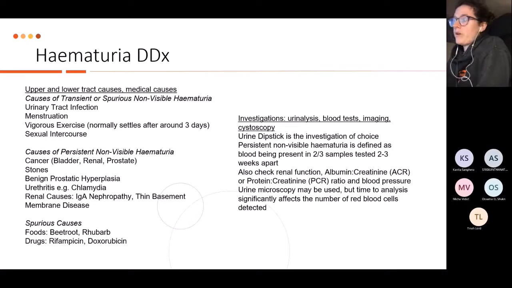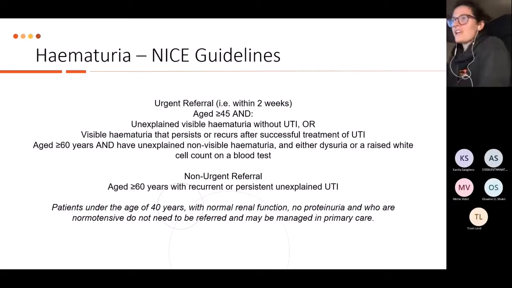So dipstick helps you figure out whether it's actually blood or not, whether you can or can't see it. Persistent non-visible haematuria is technically defined as having multiple tests over a period of time and them having blood in it. If you're worried about renal issues, you might also do some more specific renal tests, and microscopy can also be of benefit to look at the blood cells and how many there are. So NICE guidelines say visible haematuria over 45. Okay. Oh, you've jumped ahead. You've just written my next slide for me.